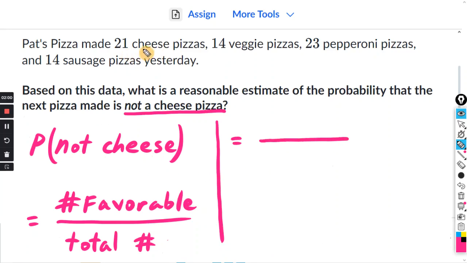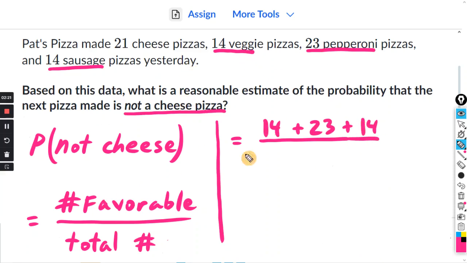Well, we don't count the ones that are cheese. We have 14 plus 23 plus 14. So the favorable outcomes are all the ones that are not cheese. And the denominator, we want the total number. So we want to add 21 plus 14 plus 23 plus 14.